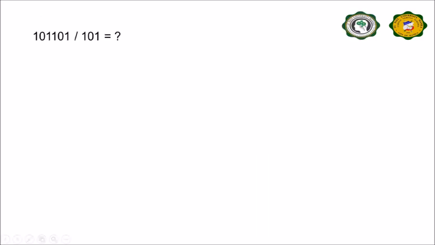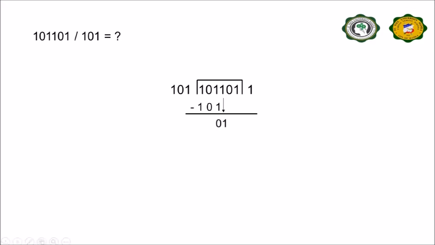So here we have an example of a binary division. We will be dividing 101 into 101101. So here we will just follow the same division pattern for this binary division. So 101 divided by 101 is equal to 1. So we will be having the answer of 1. Then 101 minus 101, the answer will be 0. Then we will be bringing down 1. So the answer will be 01.